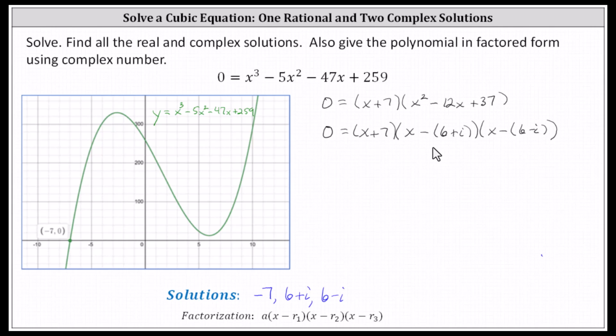So we found all three complex solutions, and we also wrote the polynomial in factored form using complex numbers.